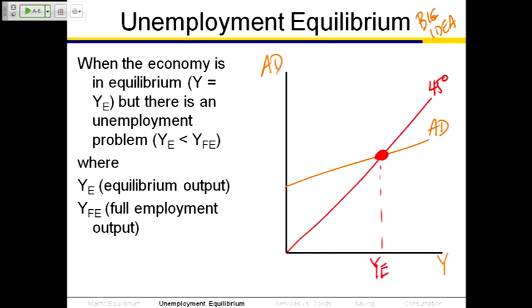We say there's an unemployment equilibrium if that amount of output is less than the amount of output that would be required to produce full employment. Because businesses respond to aggregate demand, that's it. We're just stuck there.